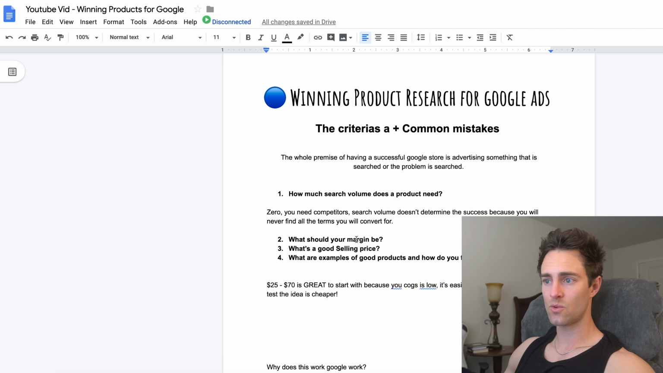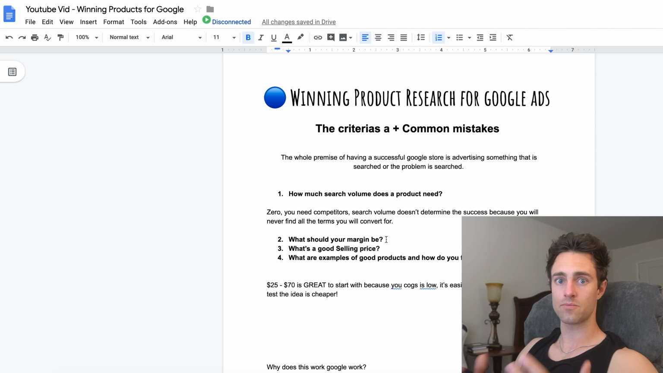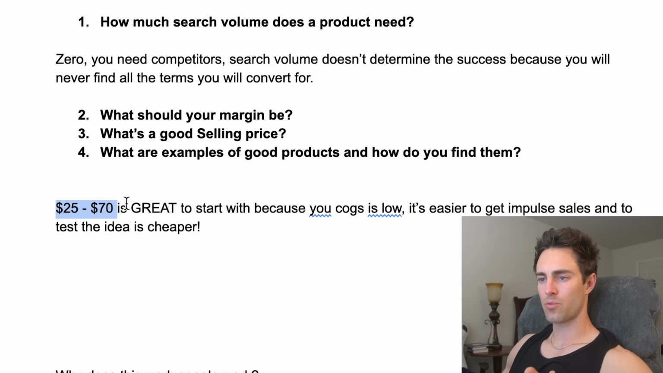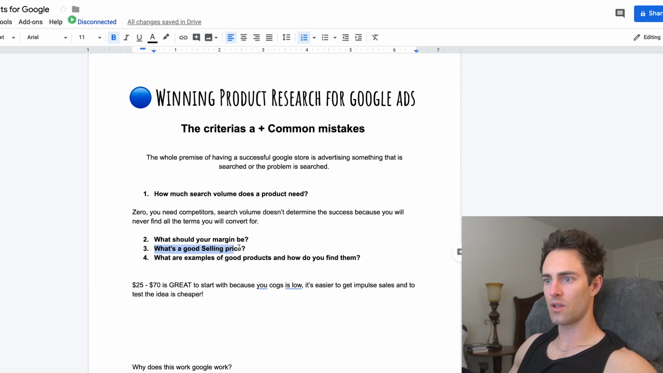And one really easy way to do that is by analyzing the margin. We need to see that there's margin. A 3x to 4x markup if we are selling in a $25 to $70 range is great. This is exactly what we're looking for. But if we're looking at a product that's $200 or above, then we really need only a 50 to 60% gross margin, right? Now, I want to elaborate a little bit on a selling price that you should be looking for if you're just starting out.